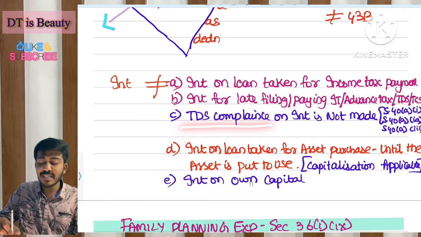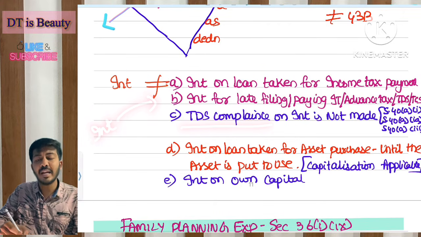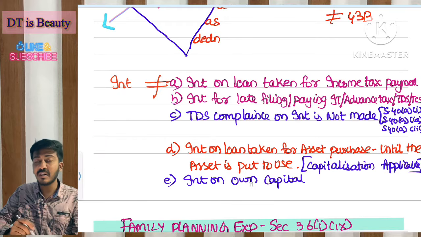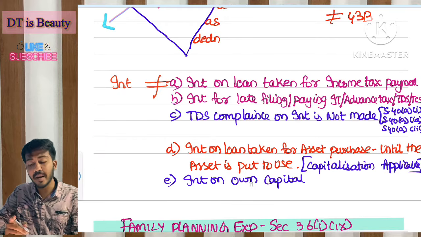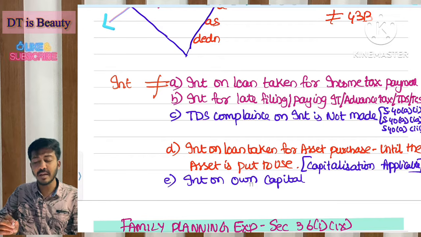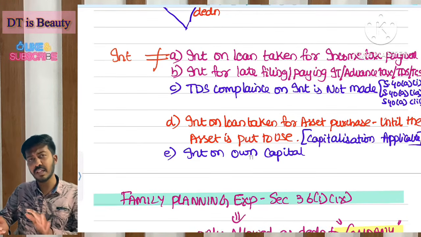Then for TDS compliance, for example, the government says if you make an interest payment to any person, you should deduct TDS. If you have not deducted TDS, or you deducted but did not pay, then such interest expense should be disallowed. To some extent we will learn this in TDS concepts, 40A(1A), 40A(1) and 40A(3), at some other time.